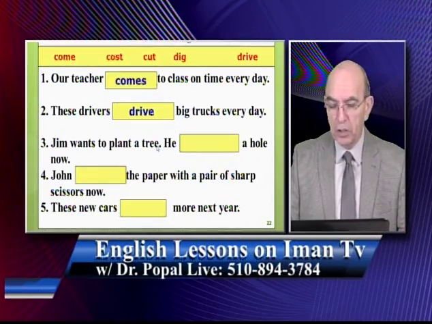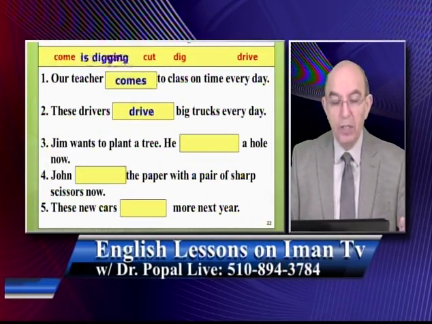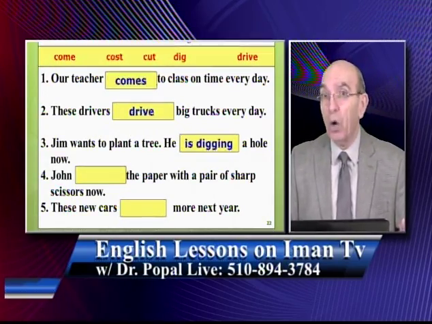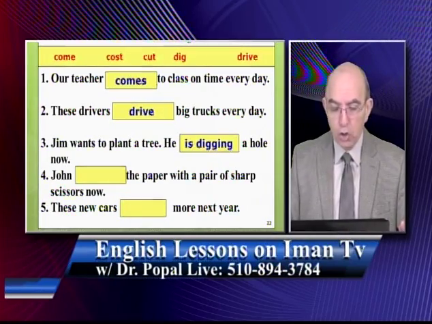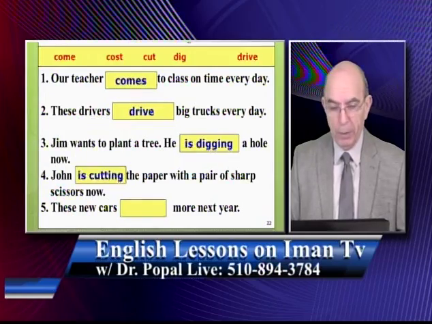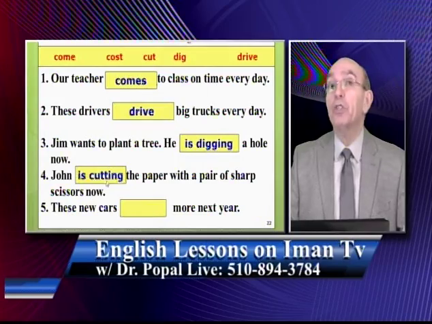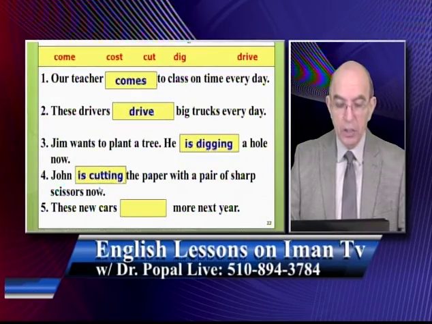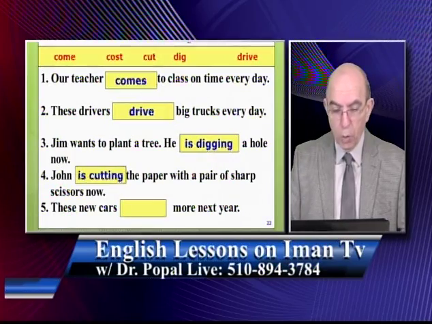Jim wants to plant a tree. He, a hole, now. It's right now. You say what? He's digging a hole now. John, the paper, with a pair of sharp scissors now. John is what? Cutting a paper with a pair of sharp scissors now. It's just because of now that you have to use is cutting. These new cars, more next year, will what? Will cost more next year.